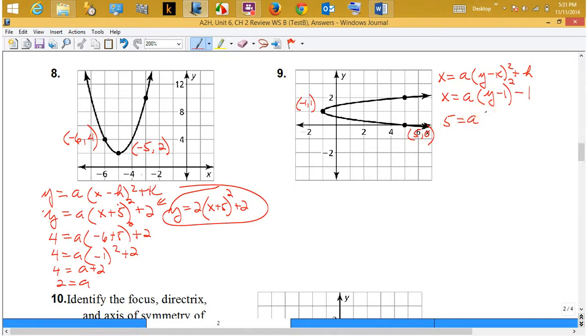I've got a, and then the y value is 0 minus 1 squared minus 1.5 is equal to a minus 1 squared, which is going to be 1, so that's just going to be 1. And when I move the 1 over, I'm going to get 6 is equal to a. So this equation will be x is equal to 6, y minus 1 squared minus 1.